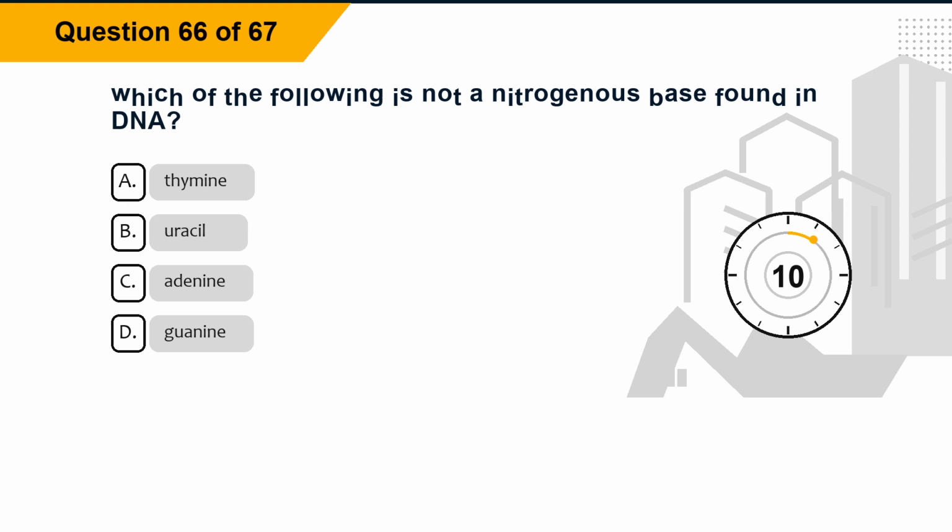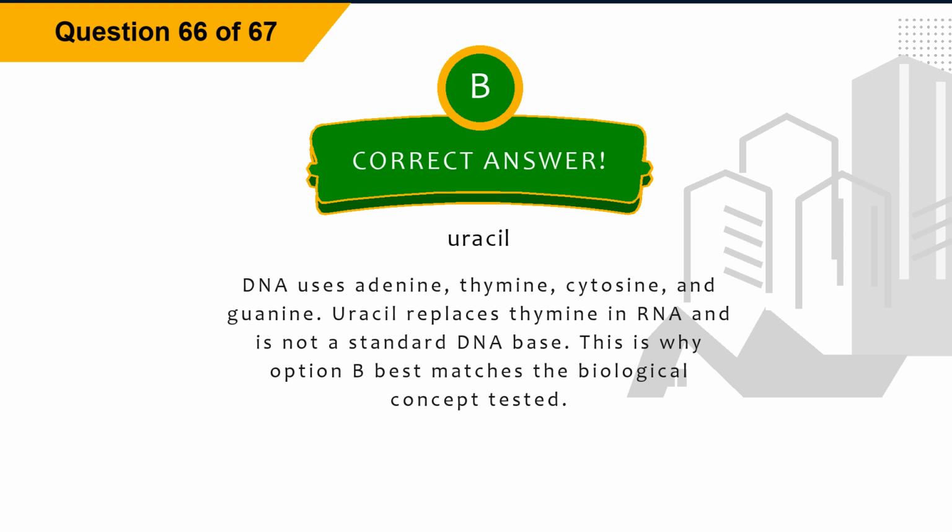Question 66. Which of the following is not a nitrogenous base found in DNA? Option A, thymine. Option B, uracil. Option C, adenine. Option D, guanine. The correct answer is option B, uracil.